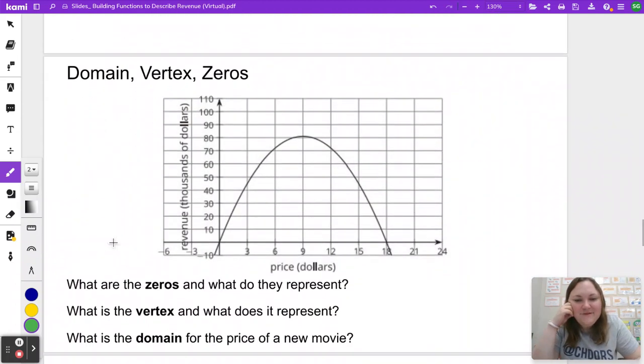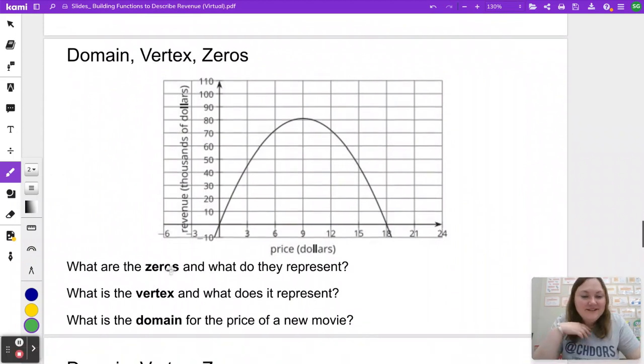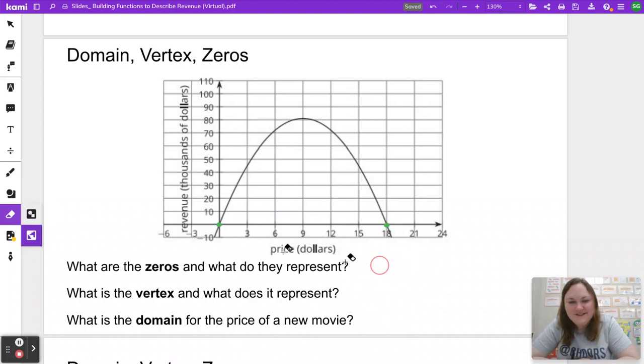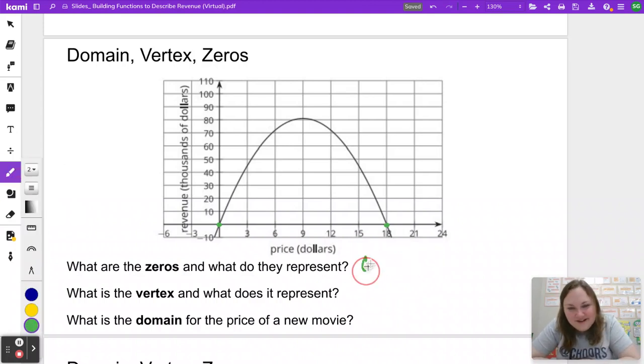To help give you an idea of what we're going to do, these would be the 3 questions I'm asking. We've already talked for this one about revenue, what the zeros and the vertex are. So if I asked you what are the zeros and what do they represent? The zeros, we said you can find right here on your x-axis. The zeros are 0 and 18. You could even write them if you wanted as a coordinate. So let me show you what that would look like. One of them is the coordinate 0, 0. And the other one is the coordinate 18, 0.